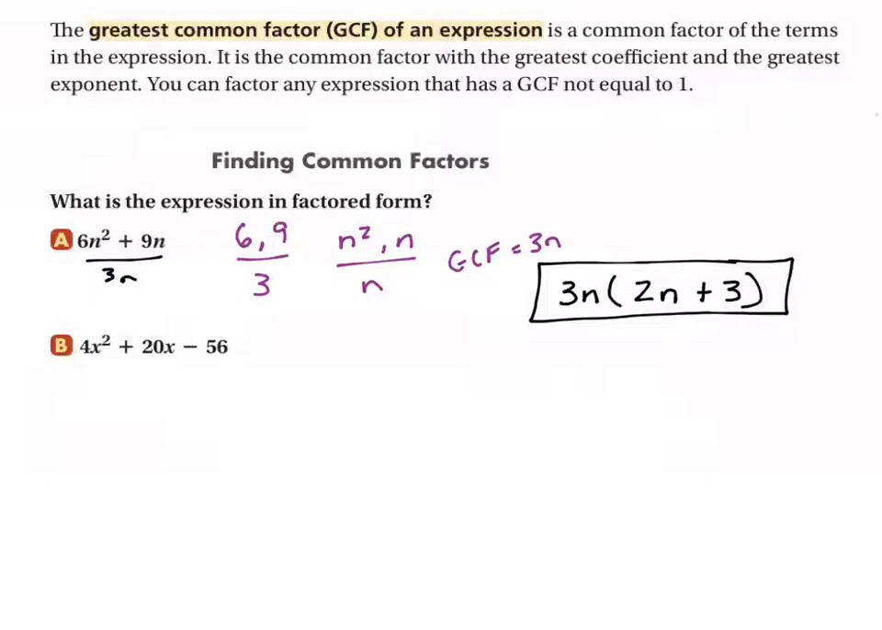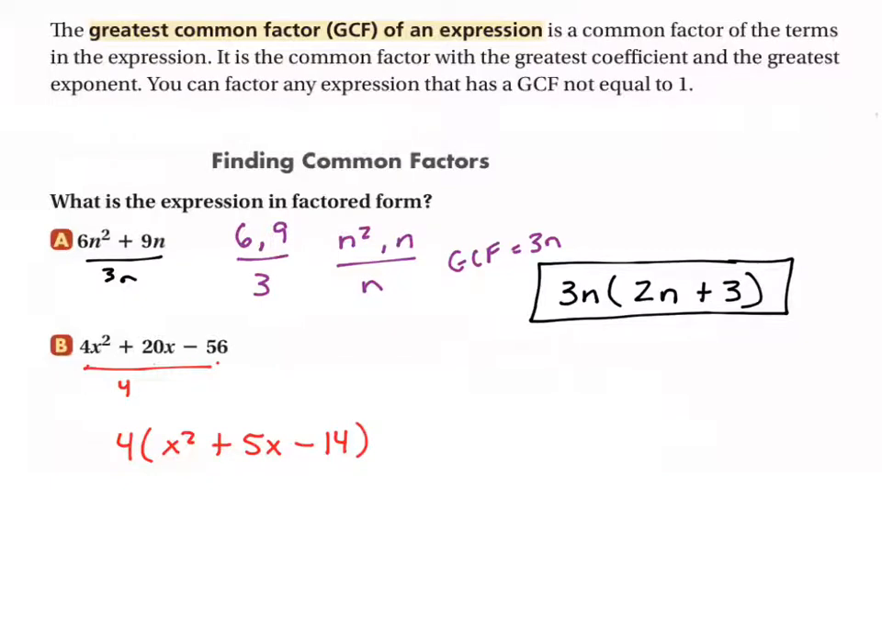Sometimes it becomes necessary to factor out the greatest common factor just to make the problem easier. So in example B, notice here that every single term is divisible by 4. So we're going to factor out 4. That means we're going to have 4 times x squared plus, well, 20 divided by 4 is 5, and then 56 divided by 4 is 14. And so this is our new problem.